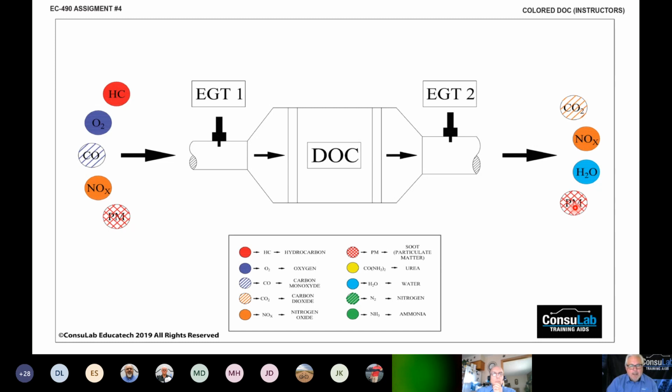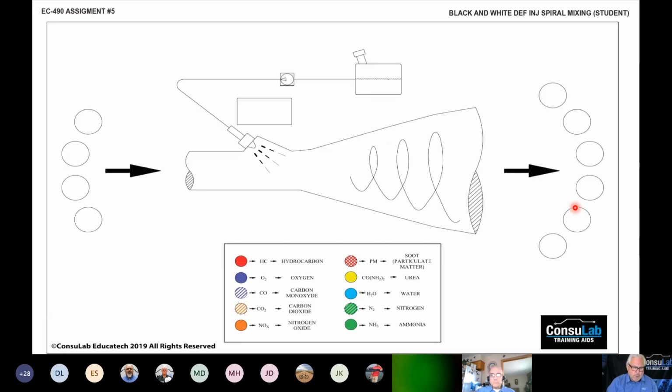So let me go back here to the DOC, and we see we have CO2, NOx, H2O, and PM. There's 4 items coming out. Well, we know that those 4 items are coming into the decomposition tube and the DEF fluid injector. And coming out of that, heading into the selective catalytic reduction unit.